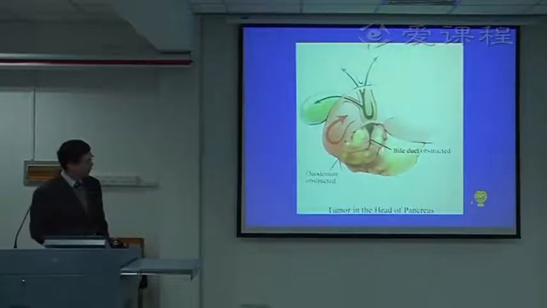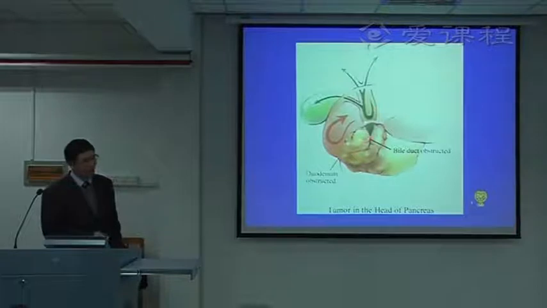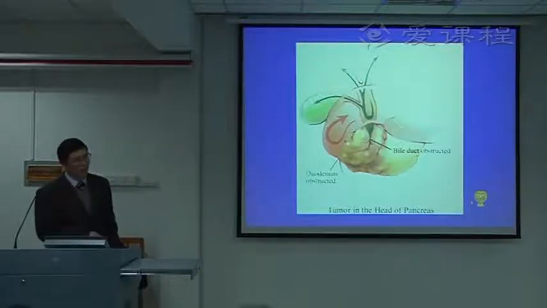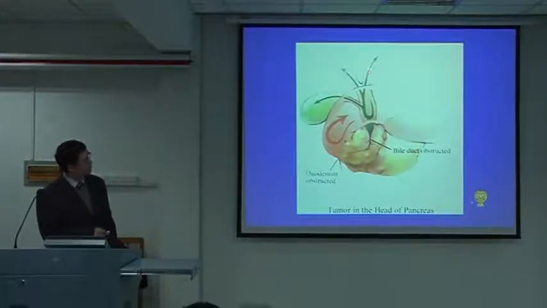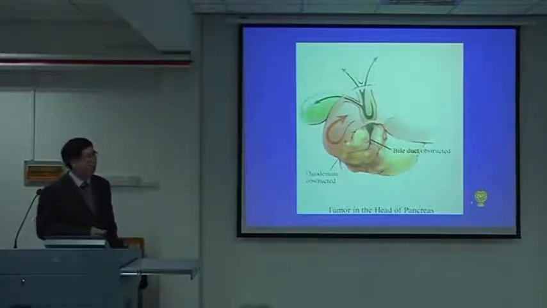From this picture, we can see if a tumor occurs in the head of the pancreas, it will compress the CBD, common bile duct. So the bile cannot enter into the duodenum. So there is bile retention. So we can see an enlarged gallbladder and dilation of the CBD and the intrahepatic duct. So the patient will present with jaundice and an enlarged gallbladder.